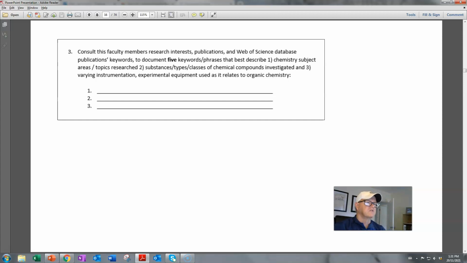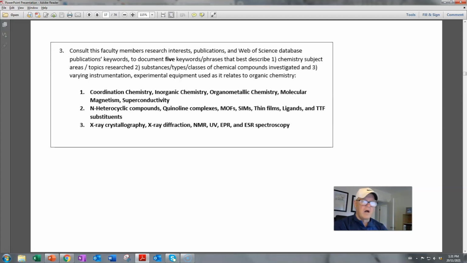And the third one is what instrumentation, experimental equipment, as it relates to organic chemistry, do they use? It's important to know how they do their work and the skills that are important to join their lab, or to know what they do, or how they actually create the data that they use to interpret and provide research. I went through those publications, through the websites, and this is how I answered it. Using the same sorts of things, but this is what it should look like.